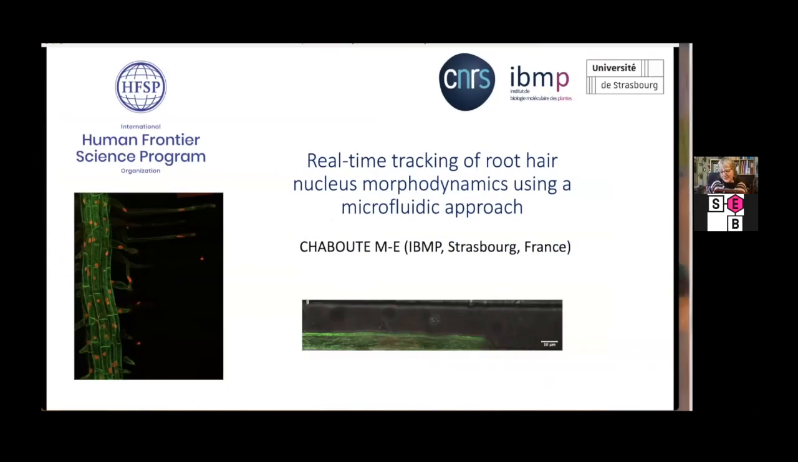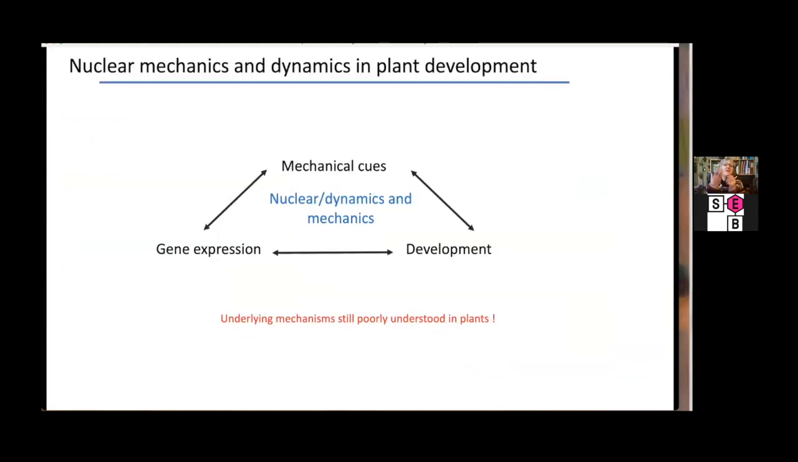First of all, I would like to start with this: what is known about nuclear mechanics and dynamics. There is more and more evidence that mechanical cues, either in animals or plants, are very important to regulate development and gene expression. But in animals, there is clear evidence that nuclear dynamics and mechanics are important to drive this regulation. But these underlying mechanisms are still poorly understood in plants.